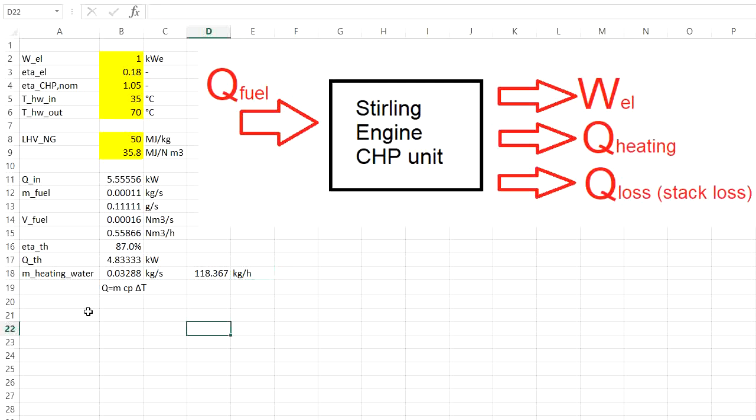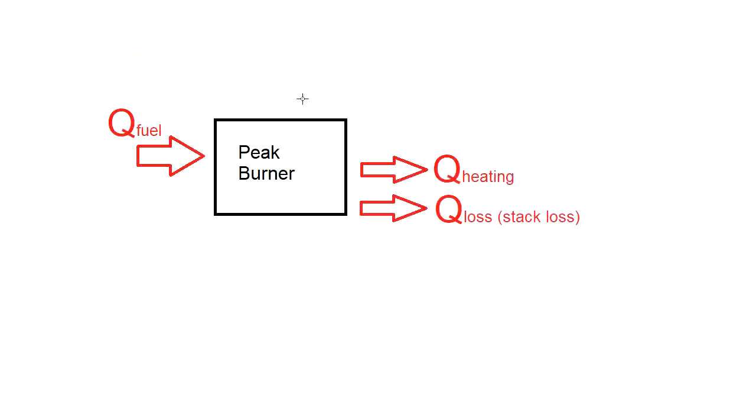Okay, so now we have solved the energy balance of the Stirling unit by itself. And now let's have a look at what happens if we have the additional peak boiler. So here we have the balance model of the additional peak burner, where we have some additional heat input, and we get the additional heat output and some extra heat that would go as the loss. So first let's have a look at the peak burner by itself.